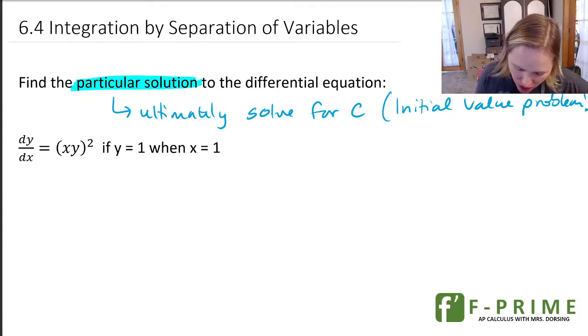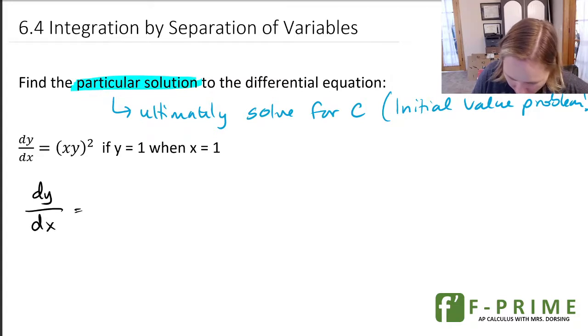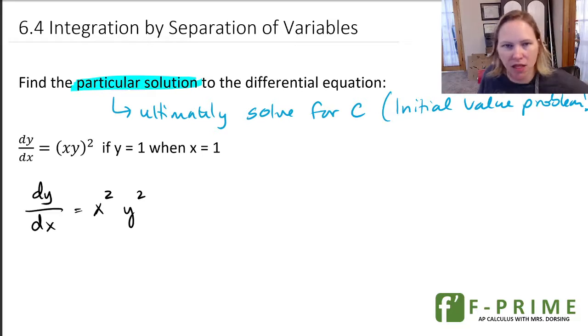But let's talk about how we would do this. First things first, anytime I have a function like this, I want to be able to separate the x and the y. That's ultimately my goal. That's why this is called separation of variables. My goal is to put everything related to y on one side, everything related to x on the other. So in order to do that, I have to rewrite this equation right off the bat as x squared y squared. I'm going to distribute that exponent to everything inside that product.